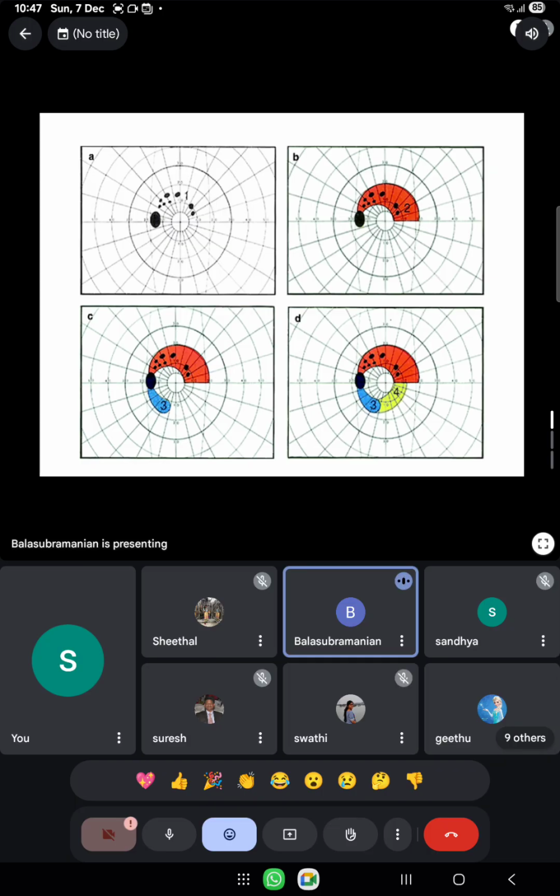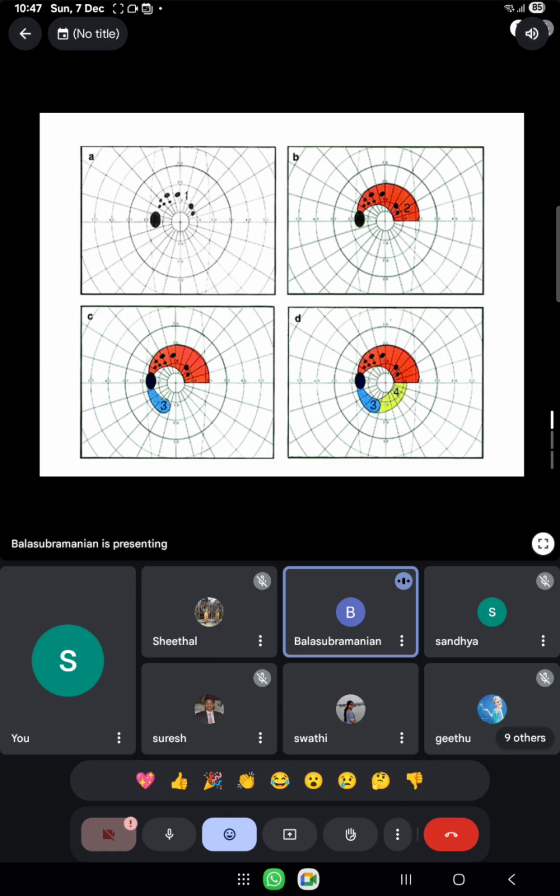Picture B. Superior arcuate defect. Yes, you understood the meaning of arcuate now. C. Superior arcuate defect with Seidel scotoma. Yes, so it has started extending inferiorly also. D. Double arcuate scotoma, ring scotoma, annular scotoma. This is typical of glaucoma.